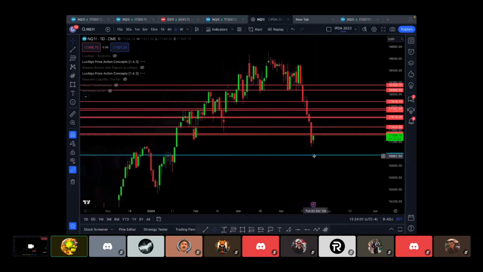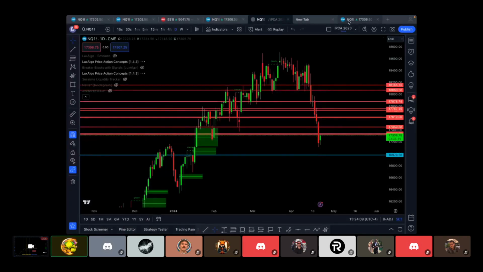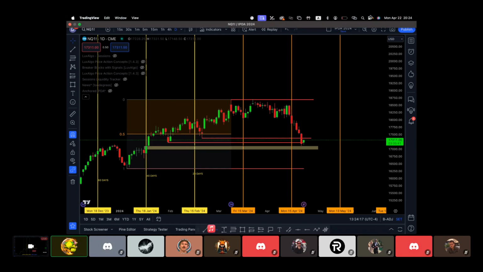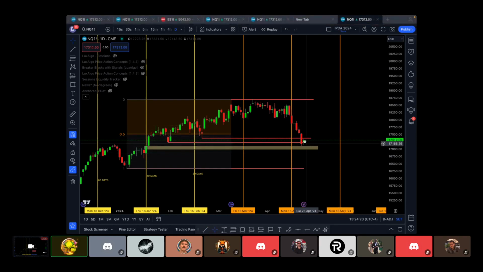All right. So this is our NQ. We didn't do anything here. Now we're going to wait for the 60 days, for the 40-day level, which is in about maybe 20 days. So the market can continue trying to target this.